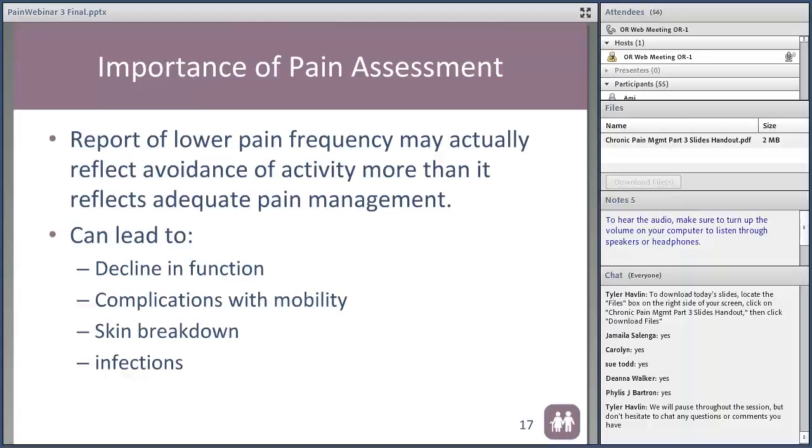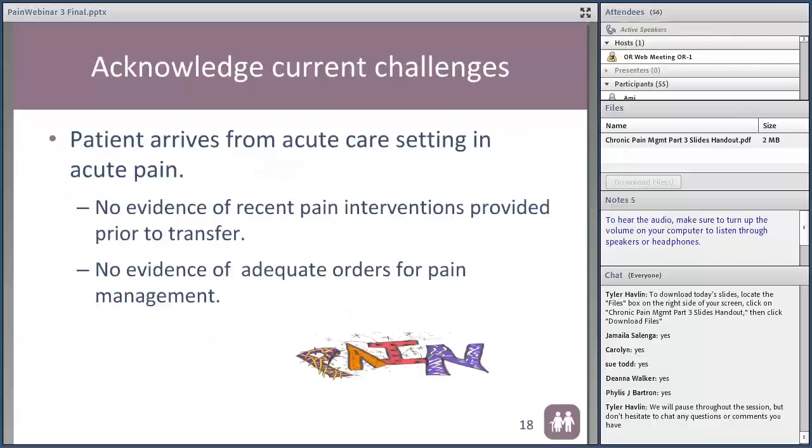Also, reports of lower pain frequency may actually reflect avoidance of activities more than it reflects adequate pain management. And that can lead to decline in function, complications with mobility, skin breakdown, infections, all of those complications that can actually cause harm to a resident. So again, a very critical area that we need to assess, making sure that we have dealt with their pain so it doesn't lead to those complications.